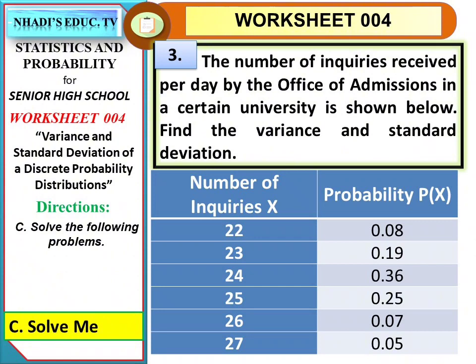Number 3, the number of inquiries received per day by the Office of Admissions in a certain university is shown below. Find the variance and standard deviation. In the table, we have the number of inquiries X: 22, 23, 24, 25, 26, and 27 for the random variable. And for the probability, we have 0.08, 0.19, 0.36, 0.25, 0.07, 0.05.